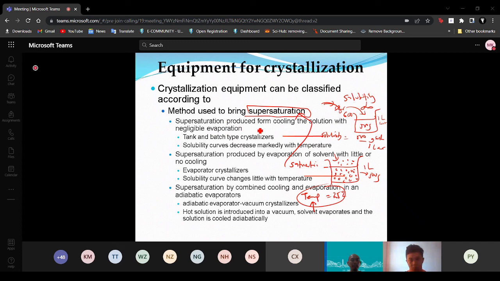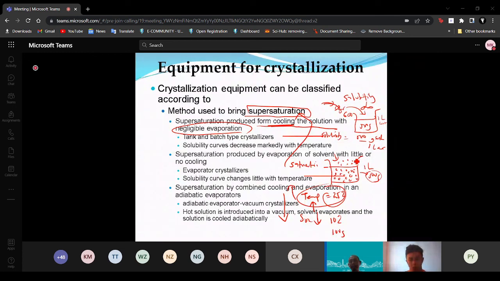So how to get that super saturation? You can do that by cooling. Cooling the solution with negligible evaporation, meaning there's no evaporation when you do cooling. So why can you do cooling to get that super saturation? Remember, as you increase temperature, solubility will increase. But what happens if you decrease the temperature? Solubility will also decrease. Meaning that at 25 you are able to dissolve 500 grams, but at maybe 10 degrees Celsius, you only be able to dissolve maybe 100 grams.